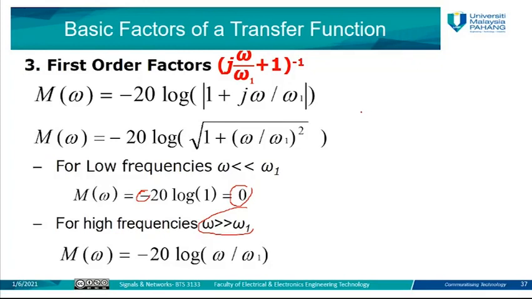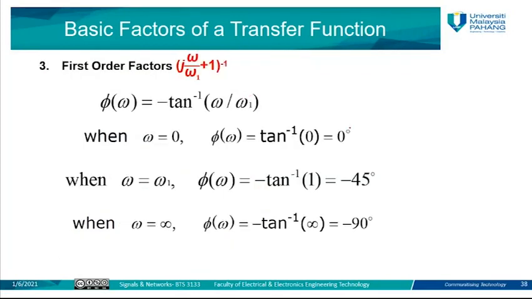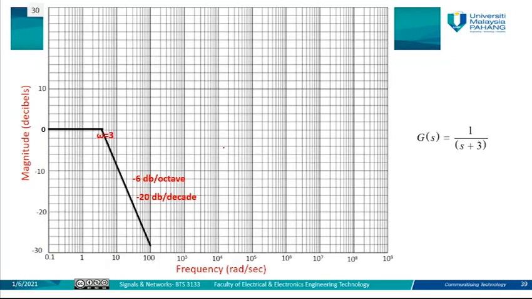And for the angle it is also the same. It will go from 0 to negative 45 and from negative 45 to negative 90, because we have a negative sign in this case. Okay, so we can see here 0, negative 45, and negative 90. When we want to represent it using semi-log paper, it will be like this one. This is for the magnitude.